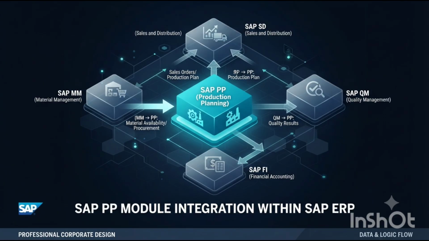When a sales order is created in SD, it automatically triggers requirements in PP. PP then plans production and updates inventory and finance in real time. This seamless flow helps companies run their entire operations efficiently from one single system.